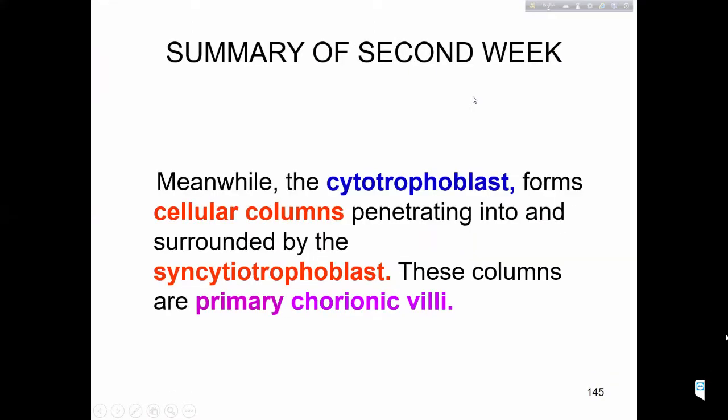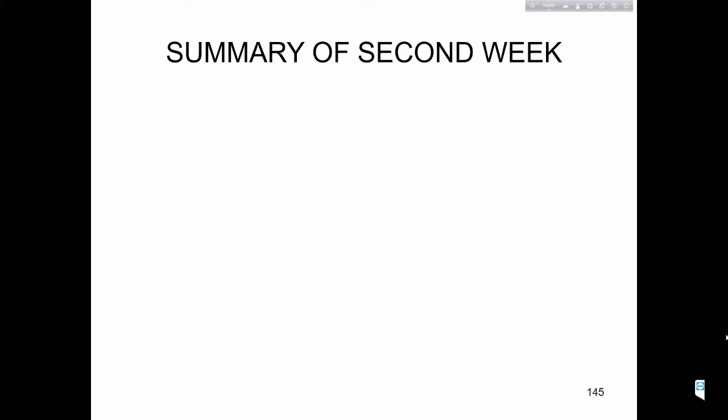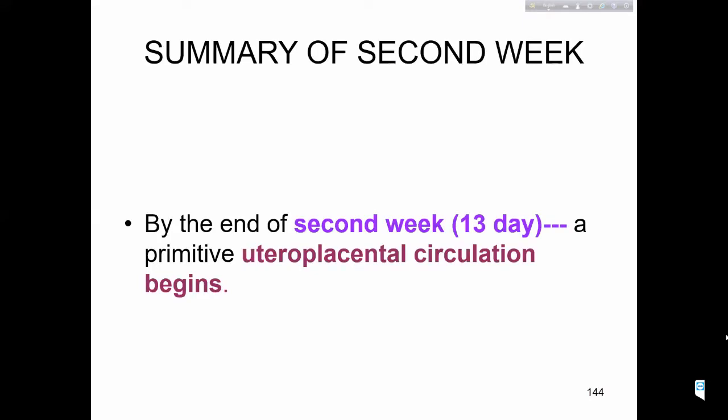Meanwhile, the cytotrophoblast forms cellular columns penetrating into and surrounded by syncytiotrophoblast. These cellular columns are primary chorionic villi. So let us see the figure. What happens?